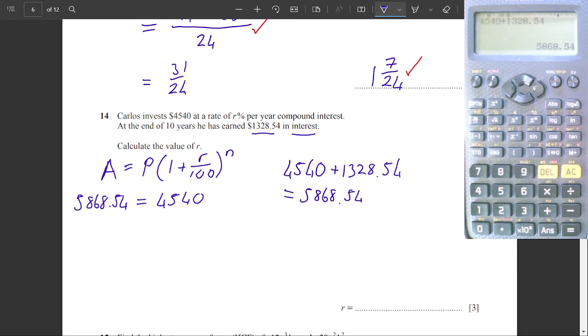Right. So let's continue our formula. 1 plus the rate is what we don't know, to the power of 10. Okay, so to calculate R, we need to rearrange this formula. So first thing I will do, I'm going to divide. This is 4540 times that, so now it's going to be division.